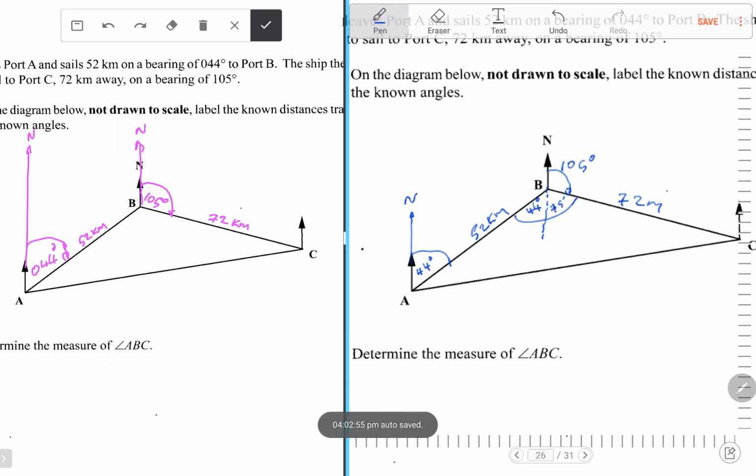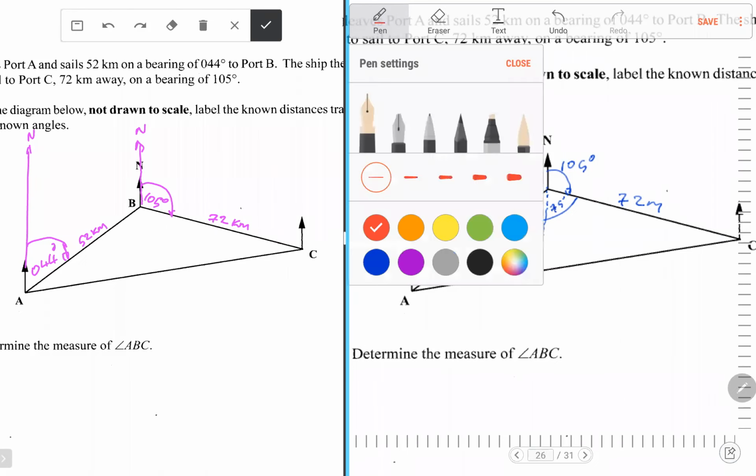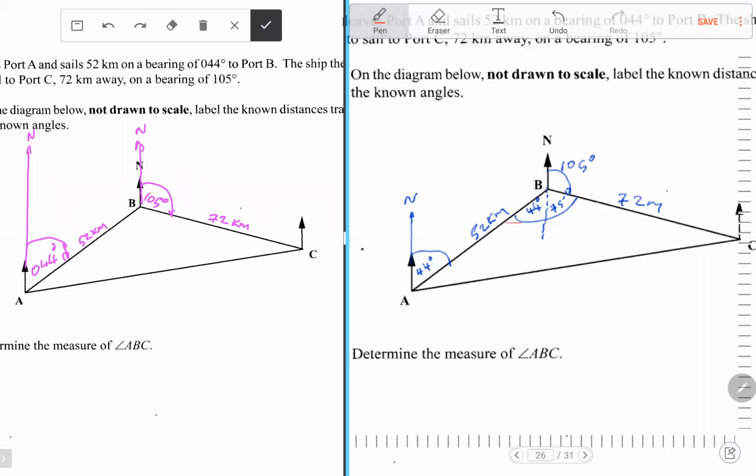Can be done that way, right? And so the total angle across there will be the sum of those two: 75 plus 44, which is 119 degrees.